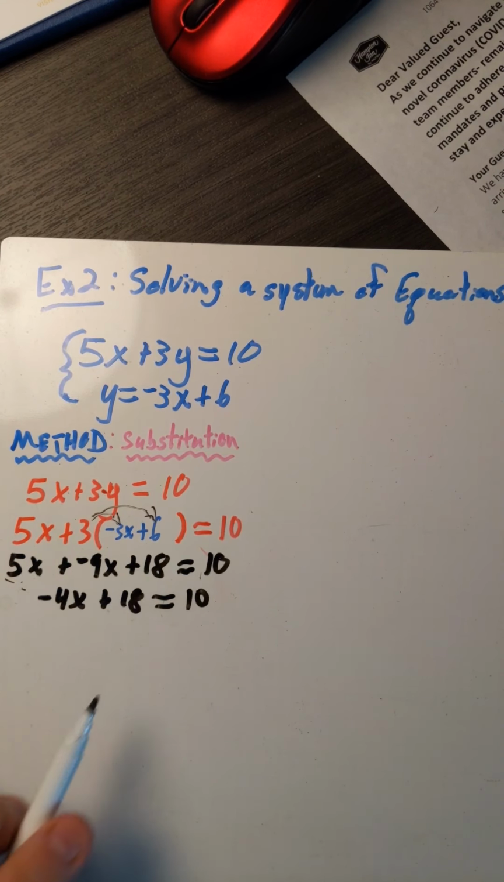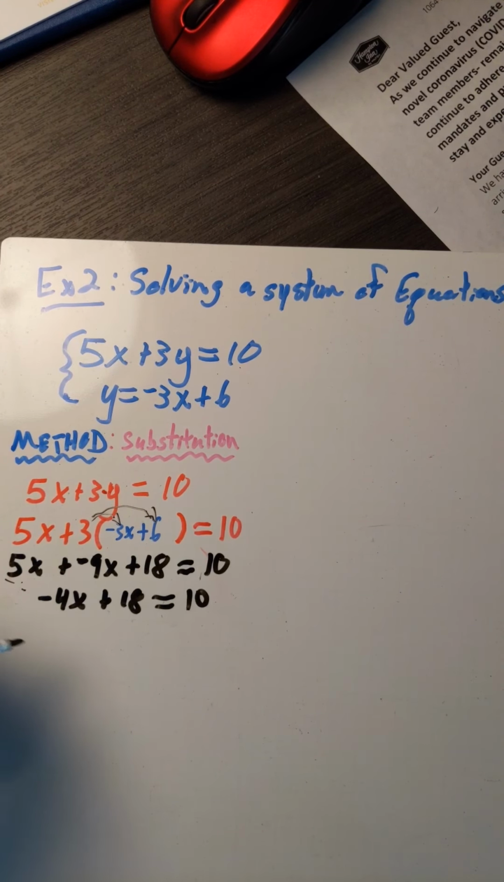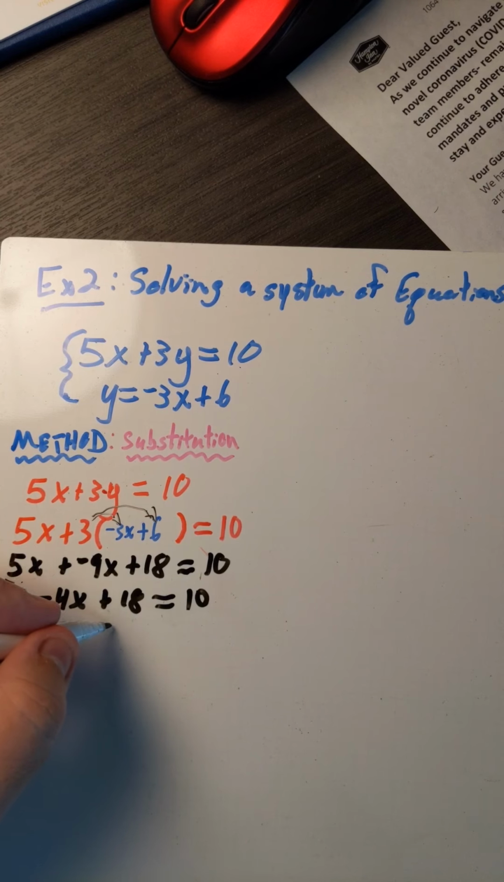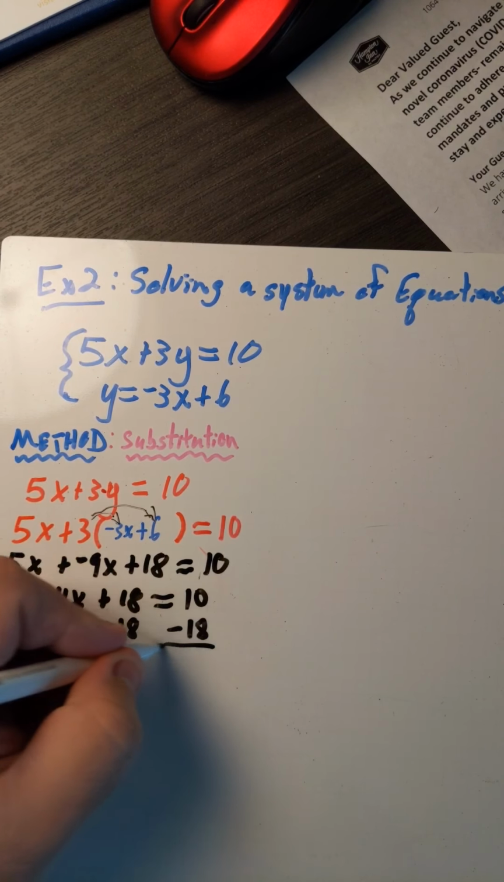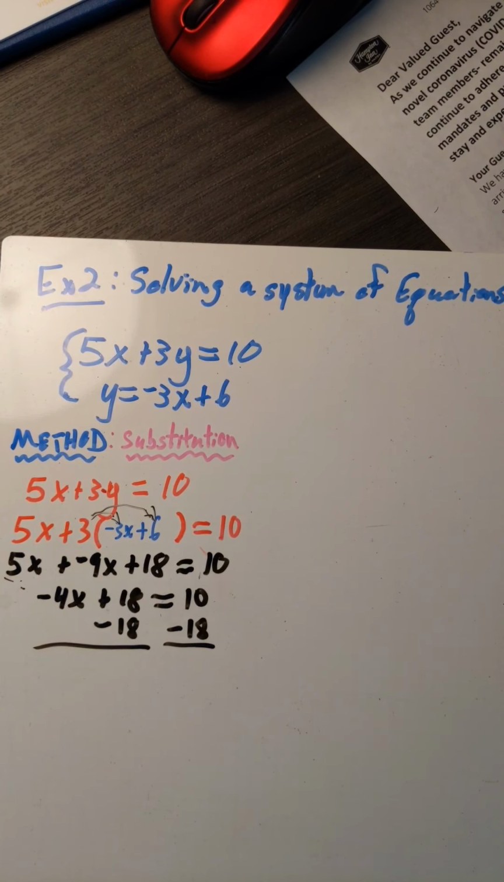Okay, we do need to move that 18 so it's over on the other side, so we will use the additive inverse. Okay, so the additive inverse of positive 18 is negative 18. All right, so we subtract 18 from either side.